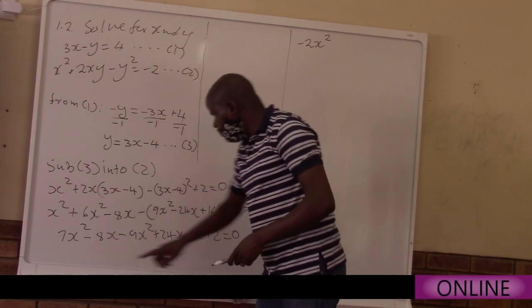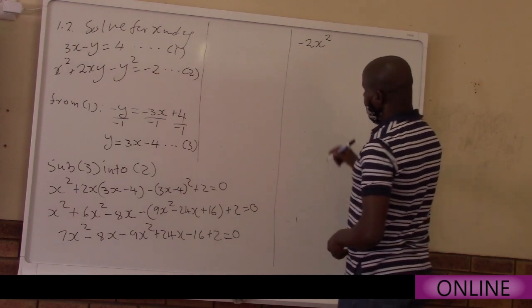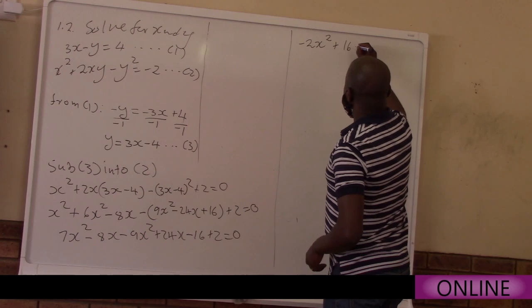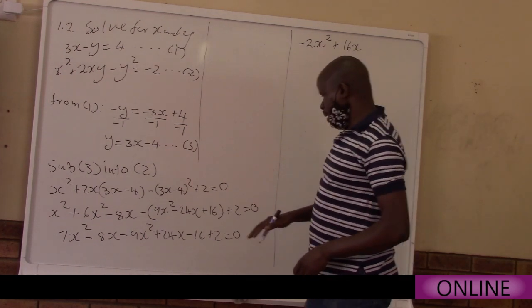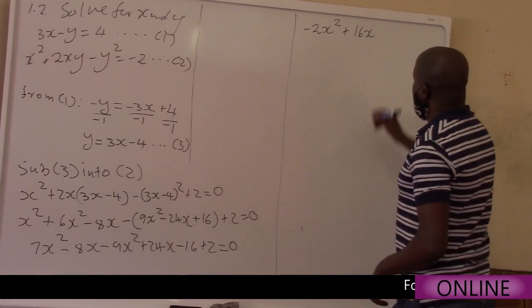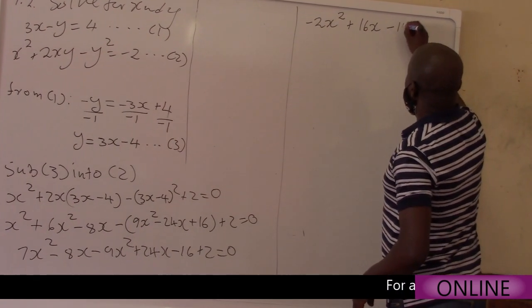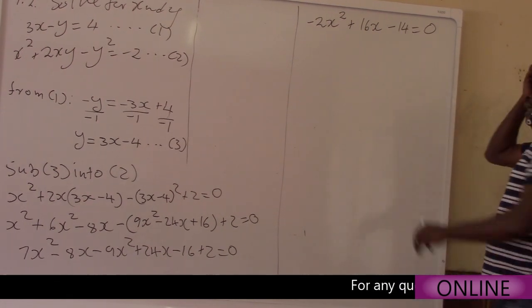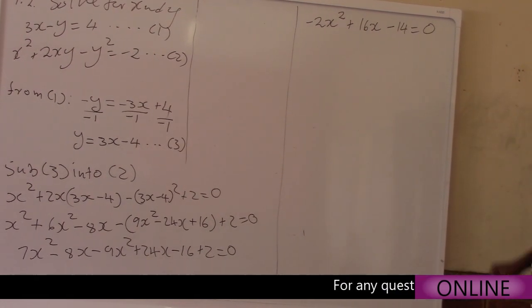Then for the x terms, 24x minus 8x, we are going to have positive 16x. And then we go for negative 16 and the 2 there, which is negative 14, is equal to 0. So you will get another mark for the standard form there.